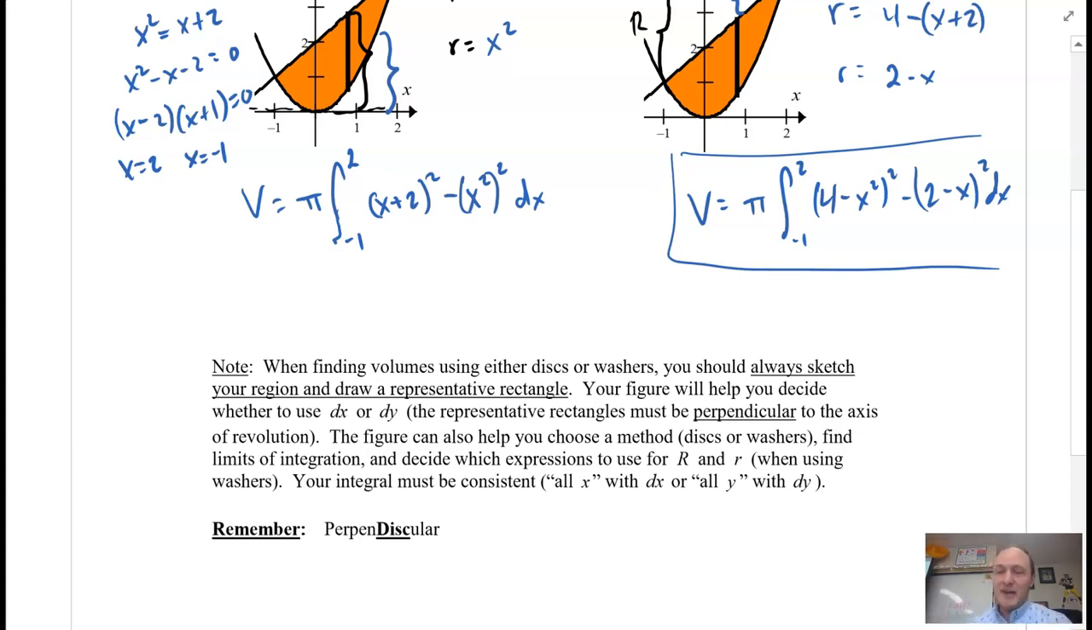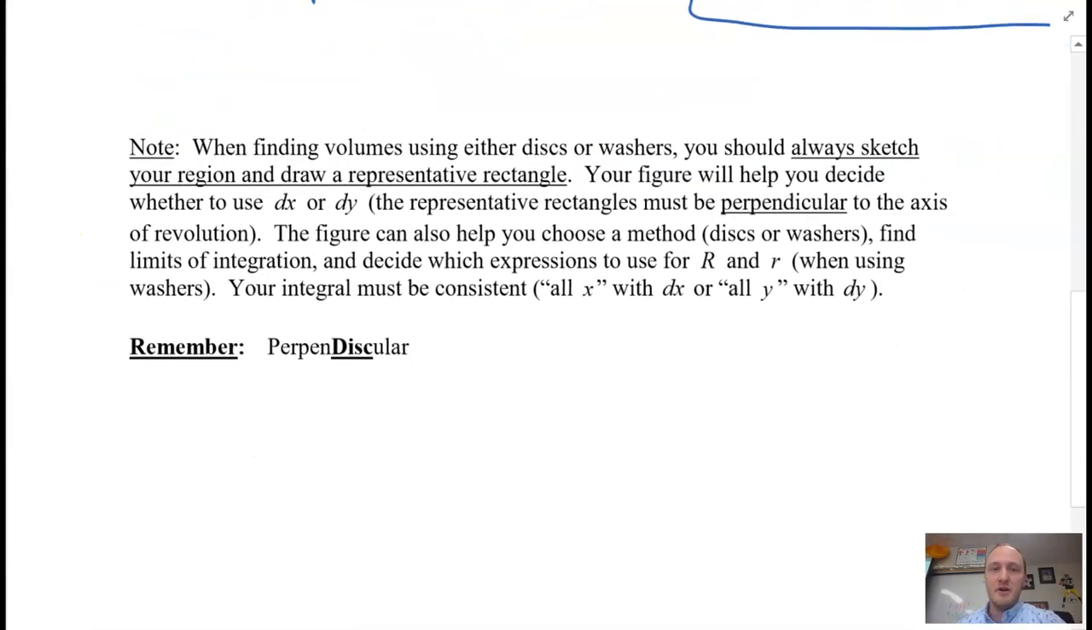All right. So just a quick little note down here. When finding volumes using either discs or washers, make sure you sketch it and draw a representative rectangle. This will help you decide, do I need to use dx? Do I need to use dy? Remember, if it's up and down, vertical, perpendicular to the x-axis, dx. If it's horizontal, dy.